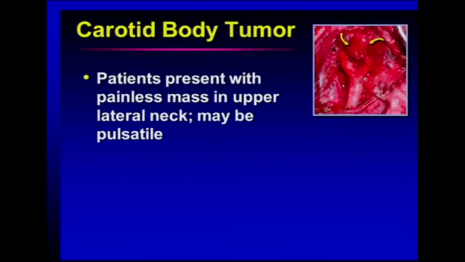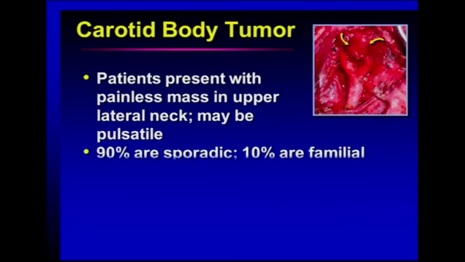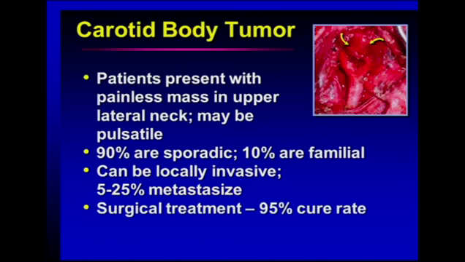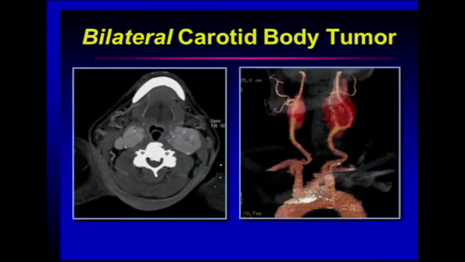Because they're situated adjacent to the carotid gland, they may be palpable or may be pulsatile on palpation, so the clinician feels a somewhat pulsatile, firm mass in the upper lateral neck. Most of these are sporadic, sometimes familial. They can be locally invasive and can metastasize, so the treatment of choice is surgical, and the cure rate is very high for these. They also can be bilateral, so if one sees a mass on one side, it's important to look in both sides of the neck, and here is a nice example of a bilateral carotid body tumor.